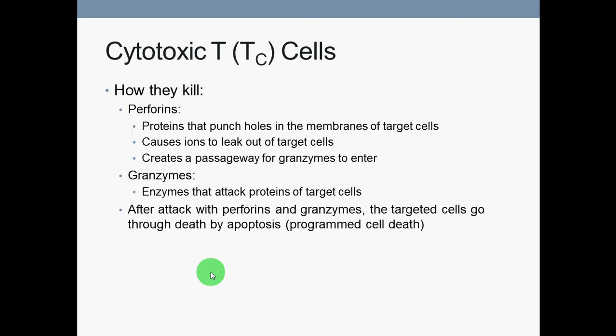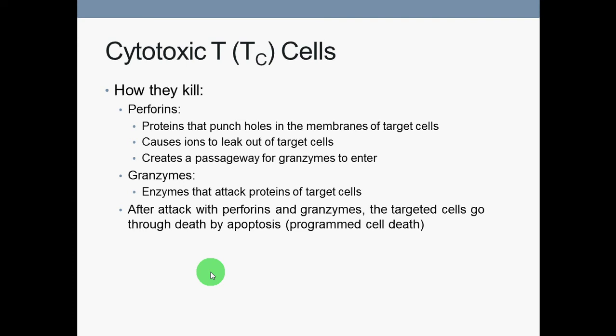How do they kill? Well, they kill by releasing different chemicals. Some chemicals that they release are called perforins. Just based on the name, you can tell what they do: they punch holes in the cells that they're targeting. So perforins perforate. They're proteins that bind to the surface of the microbe, punch holes in them, and then that causes ions and other parts of the inside of the cell to start leaking out.